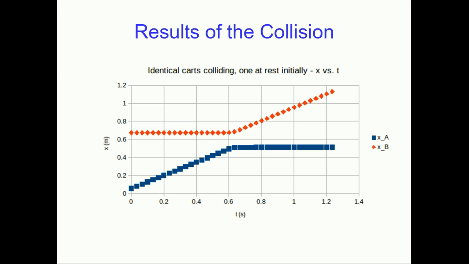Here is the x versus t graph for these two carts. You can see I've named them A and B, so x sub A is the x component of position of cart A. And you can also see from the graph that the one I've called cart A, which is in blue, is the one that was initially moving. You can also see when the interaction takes place. You can recognize the interaction because it's when the slopes of the two x versus t curves are changing.